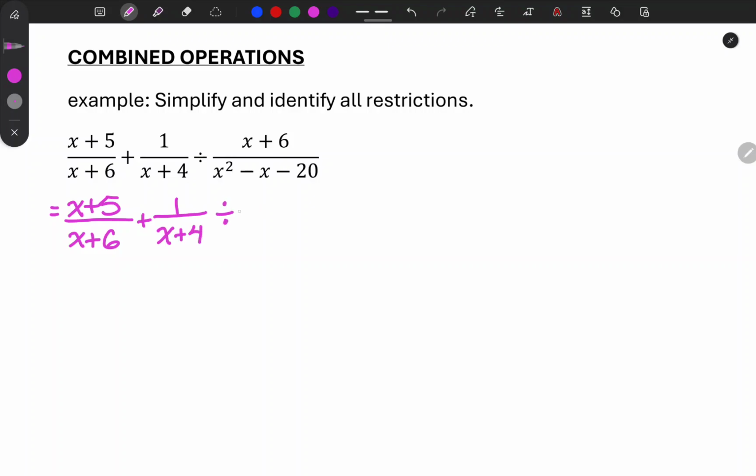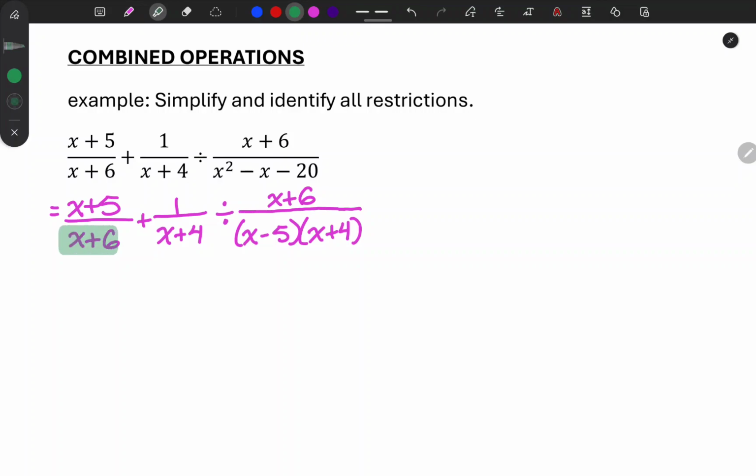Temporarily leaving this as division, we can rewrite it afterwards, x plus 6 in the numerator. And our denominator, I believe that will be x minus 5, x plus 4. So we have two numbers that multiply to negative 20 and add to negative 1. Now that we've done this, I'm just going to highlight the parts of this that can give us a restriction.